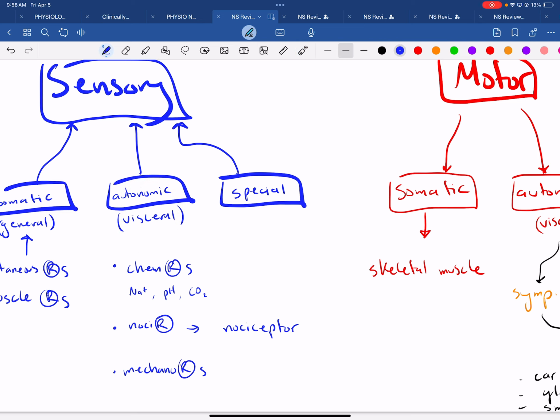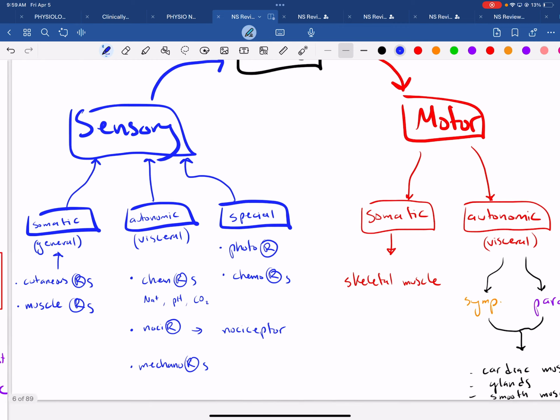These ones are different than somatic or autonomic because these ones are coming from different types of receptors, right? Like photoreceptors in the retina, or chemoreceptors like in the nose or in the tongue, for smell and taste. But these chemoreceptors are different than the other ones in the body, right? So that's what's happening.